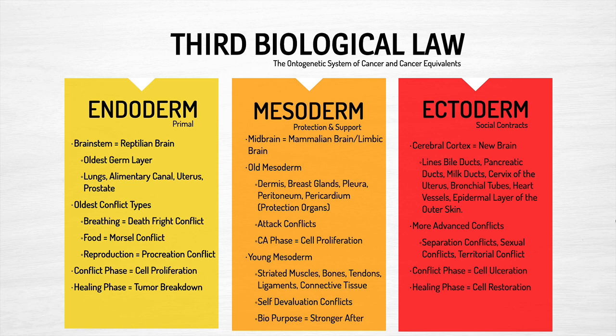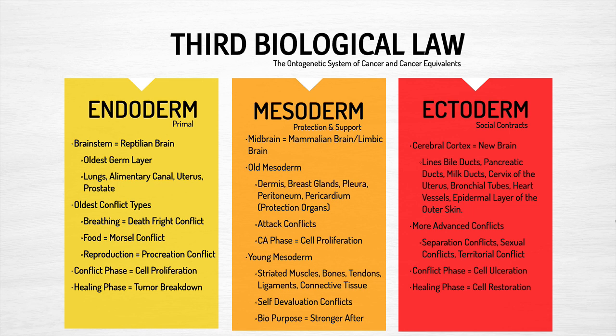Remember I mentioned the bones. The bones have to do with a self-devaluation conflict, and the purpose is so that afterwards they are stronger than before. All of the tissues in your body follow along these lines. It's their roots, where they came from, their embryological and evolutionary connection. When did they form? What was important to those organisms at that time?